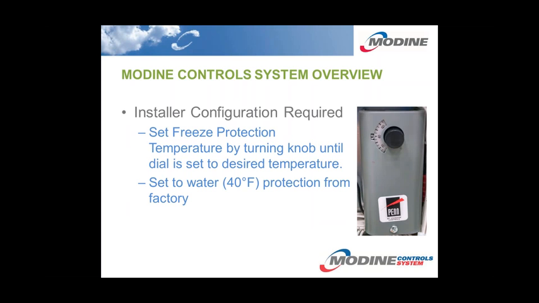The only installer configuration required, other than connecting the wires, is to set the freeze protection. There is a picture of our freeze protection controller. We've been using this for a number of years on our school products. It's a very durable and accurate and robust controller. It is set to water protection from the factory, which is 40 degrees F, and that can be adjusted in the field by simply rotating the black knob until the dial reaches the desired position for the percent and type of antifreeze that's in the ground loop.